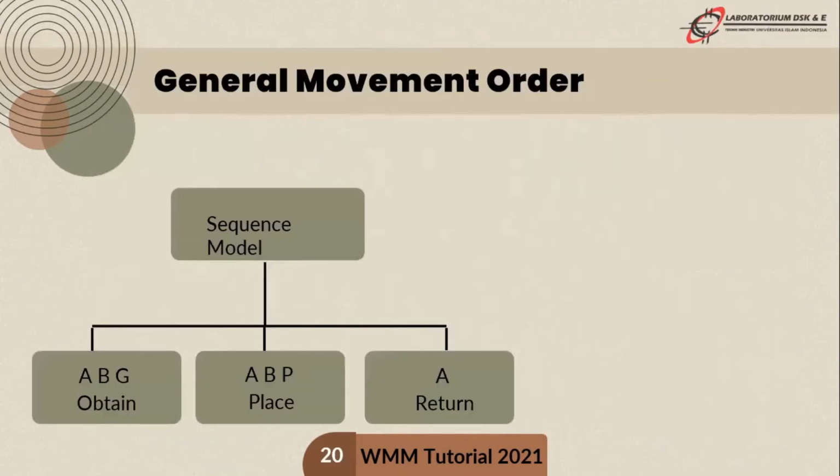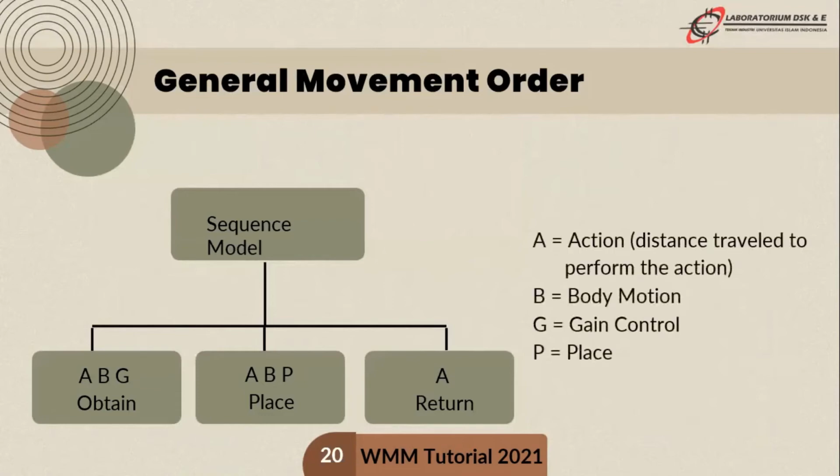Okay, first, general movement order. For the sequence model, there are 3 main groups: obtain, place, and return. For obtain, there are A, B, and G, for place A, B, and P, and return with A. A itself means action distance, B body motion, G gain control, and P placing.